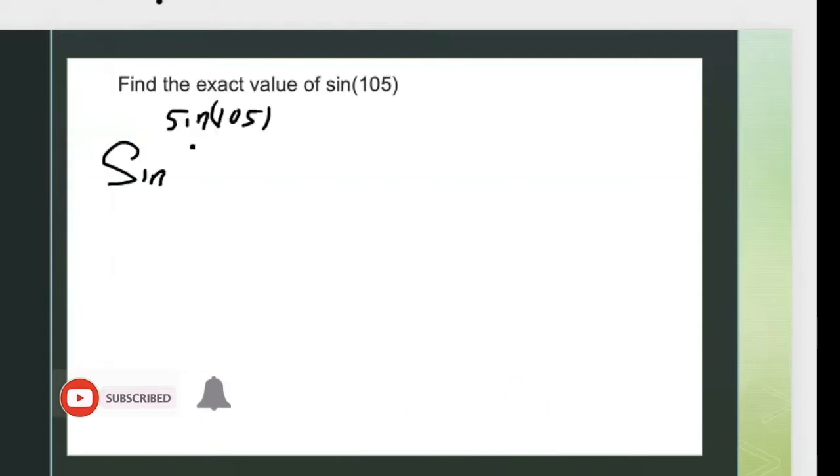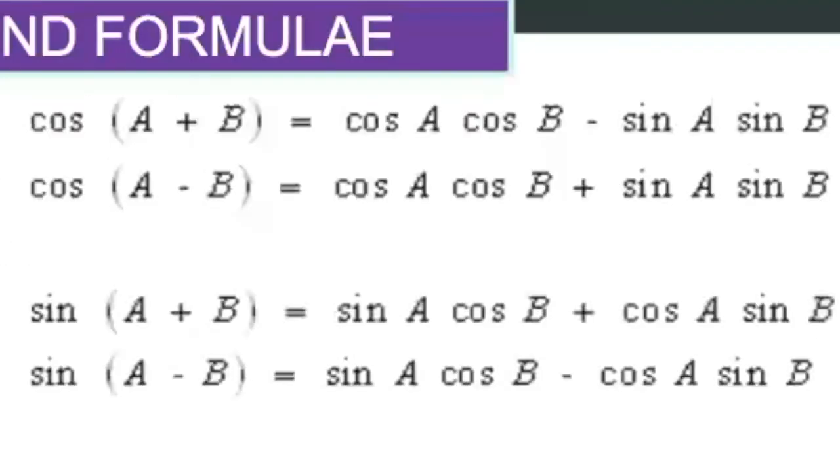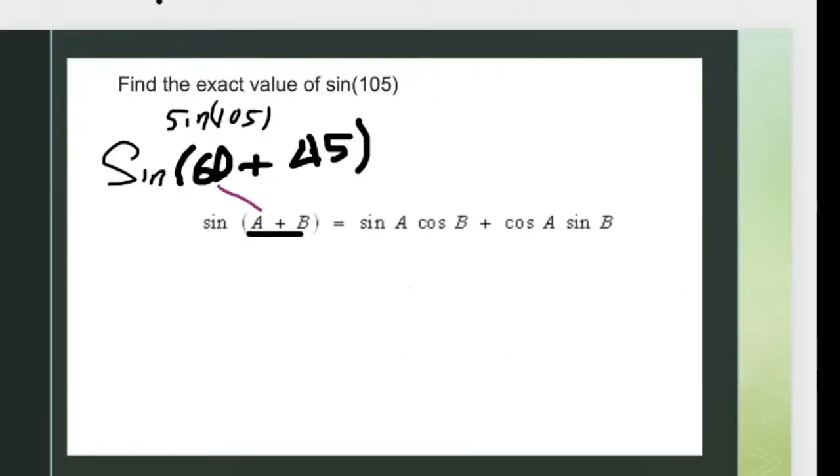So I can rewrite this as sin(60 + 45). Now, there is a compound angle identity that says that when you add two angles, let's go back to this. When we add two angles, it is the same as sin A cos B plus cos A sin B. So just to pull this to the slide, so we have this to illustrate what exactly I'm saying. So this means that A is 60 and B is 45.